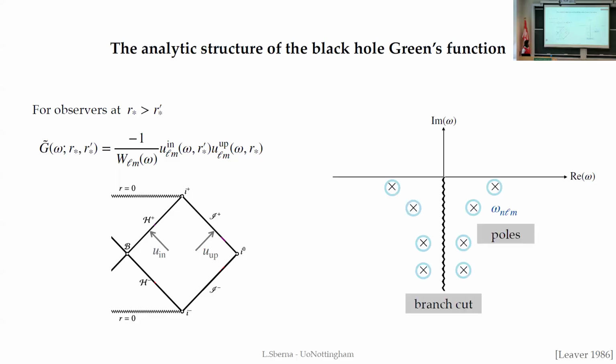We know quite well what the analytic structure of this Green's function is. It has poles at the quasi-normal mode frequencies that come from zeros of the Wronskian, and it has a branch point at omega equal to 0, which comes instead from the structure of the mode functions themselves.